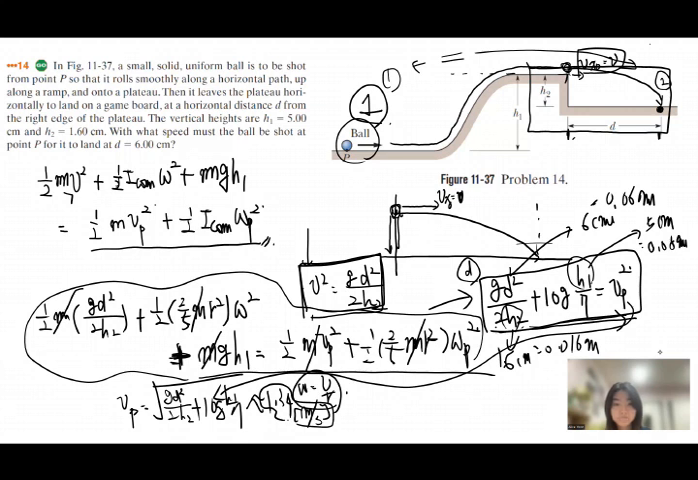Okay, so the initial velocity shot from this point should be 1.34 meter per second. That makes this ball leave that edge and then land on this straight section with the 6 centimeter distance from the cliff. Okay. All right. Okay. Any questions? No. Okay. Let's move on then.